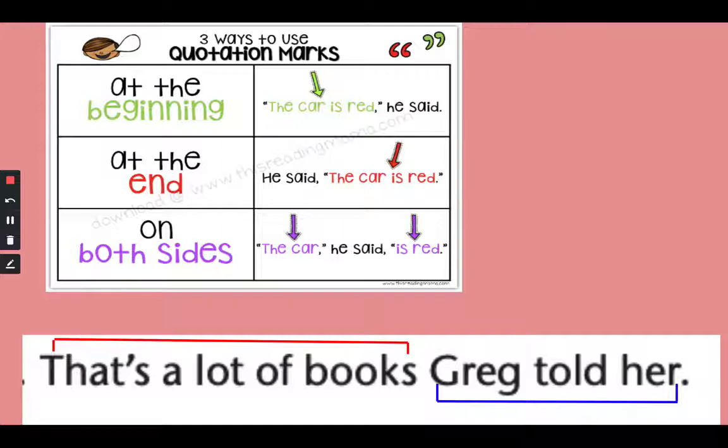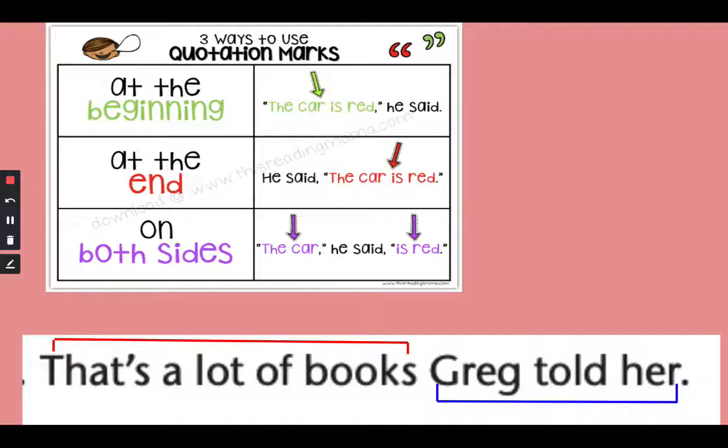We spoke before of a split dialogue where we can have quotations or dialogue on both sides, and then the who is speaking goes in the middle. Again, notice how there are commas separating both times the dialogue from the he said, and then there's another comma to indicate that there's dialogue again.